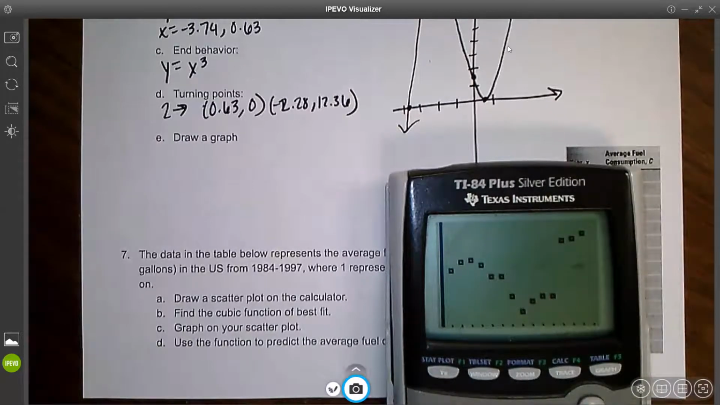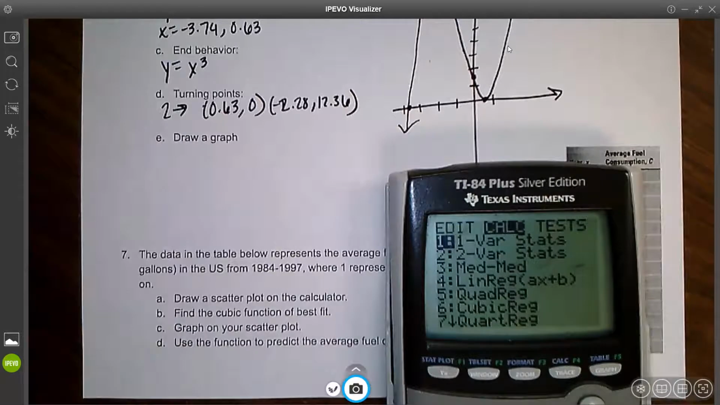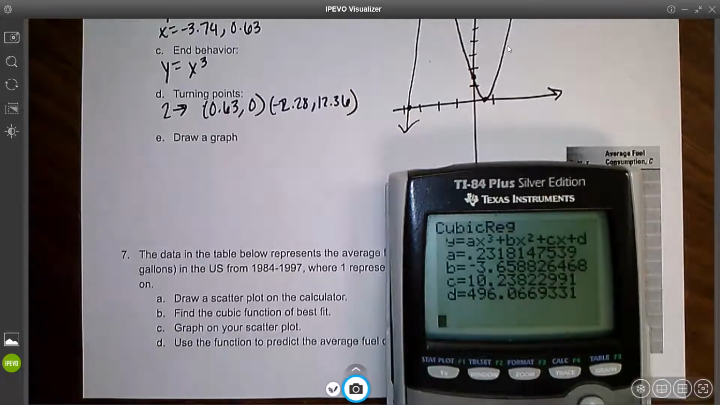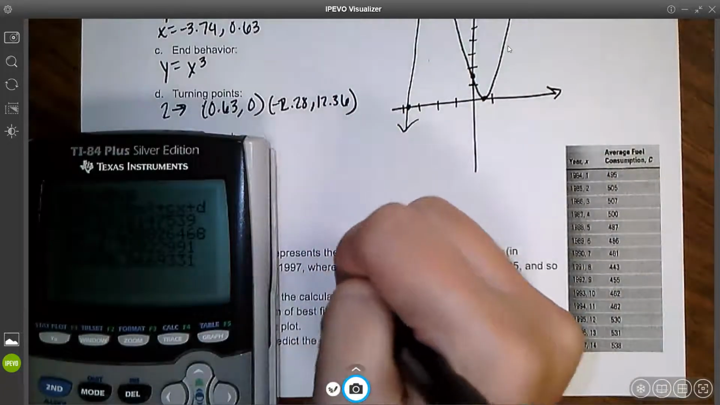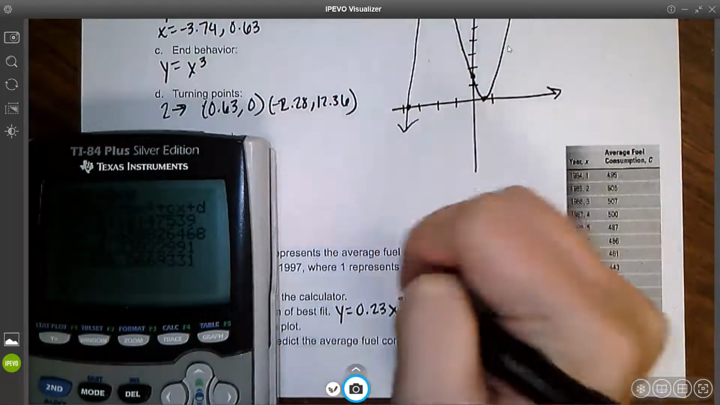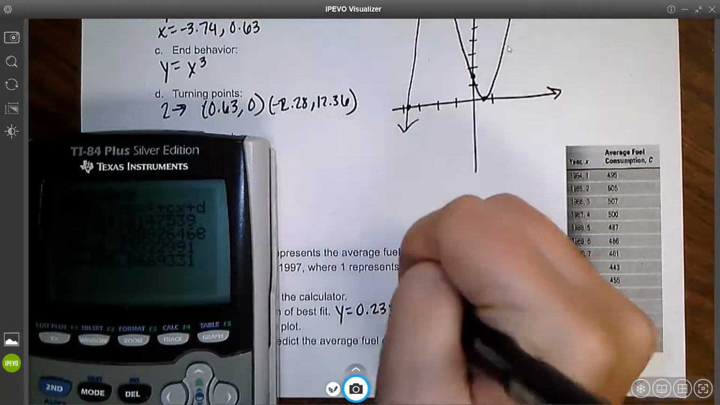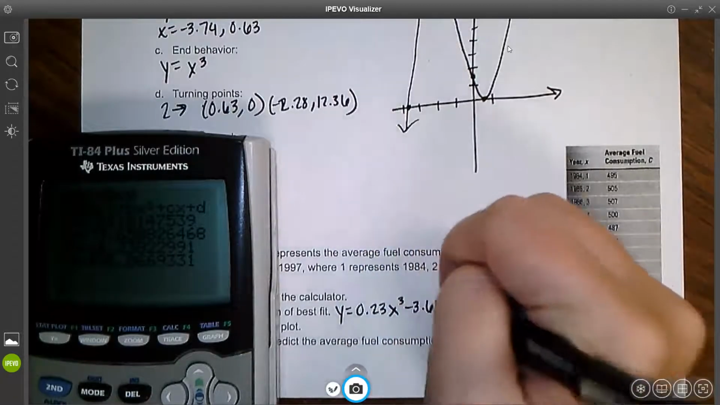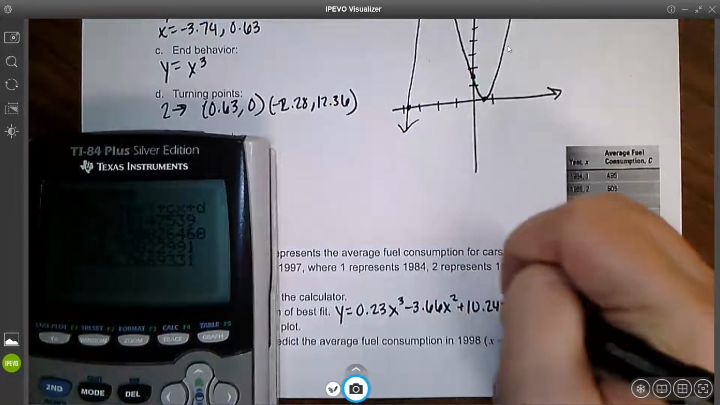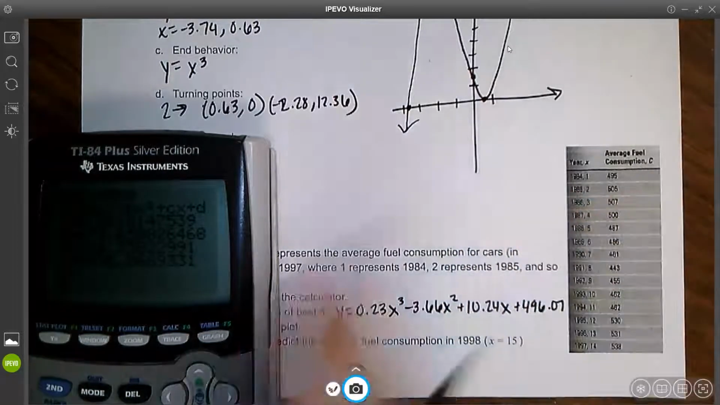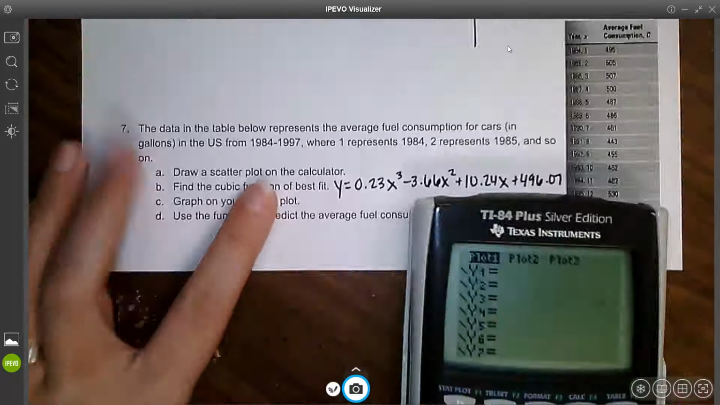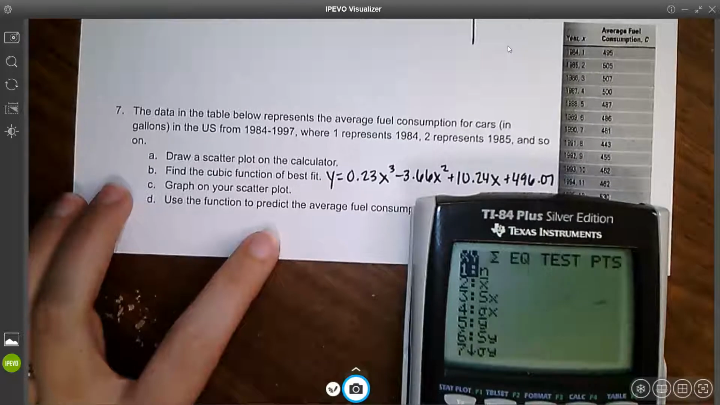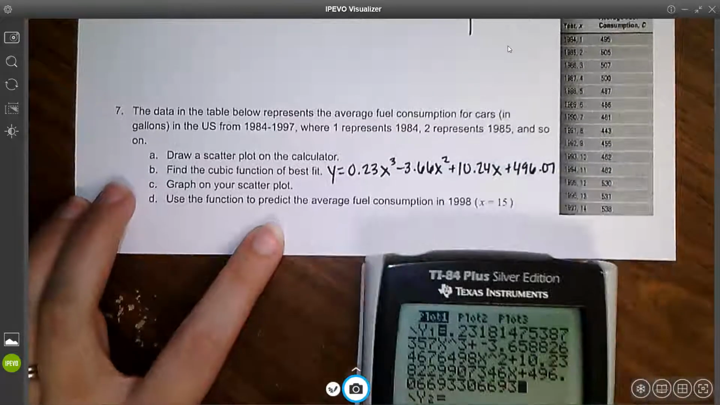Find the cubic function of best fit, so that is stat calc option 6. I'm going to write this here. y equals 0.23x cubed minus 3.66x squared plus 10.24x plus 496.07. Graph that on your scatter plot. So to do that, you're going to do the y equals, vars, statistics, EQ, reg EQ, graph.